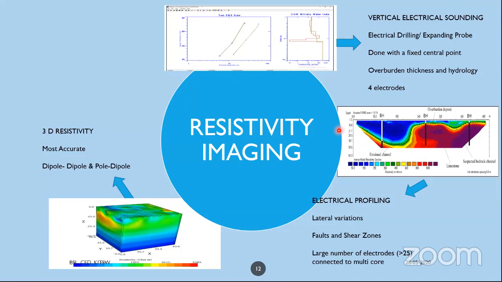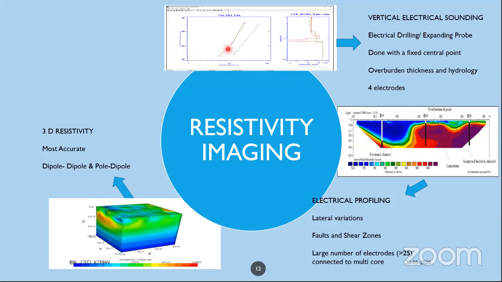So the next one is electrical profiling. You can see this is a 2D profile where you can see the spacing or the horizontal distance as well as the vertical distance, like I'm going below the ground surface. The third one is the most sophisticated one, that is 3D imaging. You can see all three dimensions, x-axis, y-axis, and z-axis are shown. Of course, it is most accurate, but it's one of the complex methods.